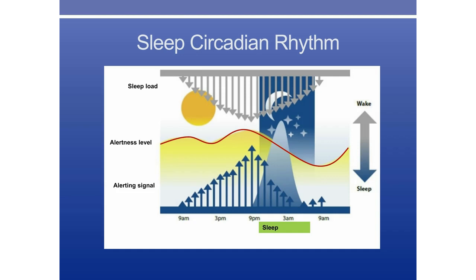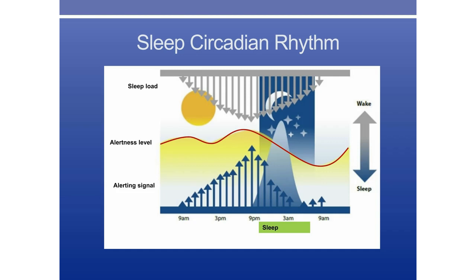Sleep is a phenomenon that recurs every 24 hours, which means it functions on a circadian rhythm. And it's governed by two main processes, which are schematically depicted here on this cartoon of sleep. The first process that determines our sleep is called sleep load. This means that as more time passes since the time we wake up, we are more and more sleepy. And you can see this downward arrow increase with time since wake up time.